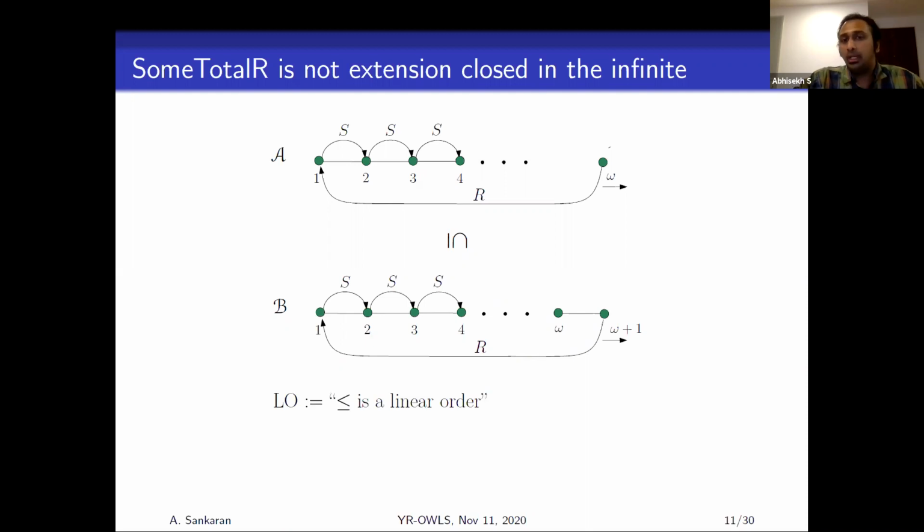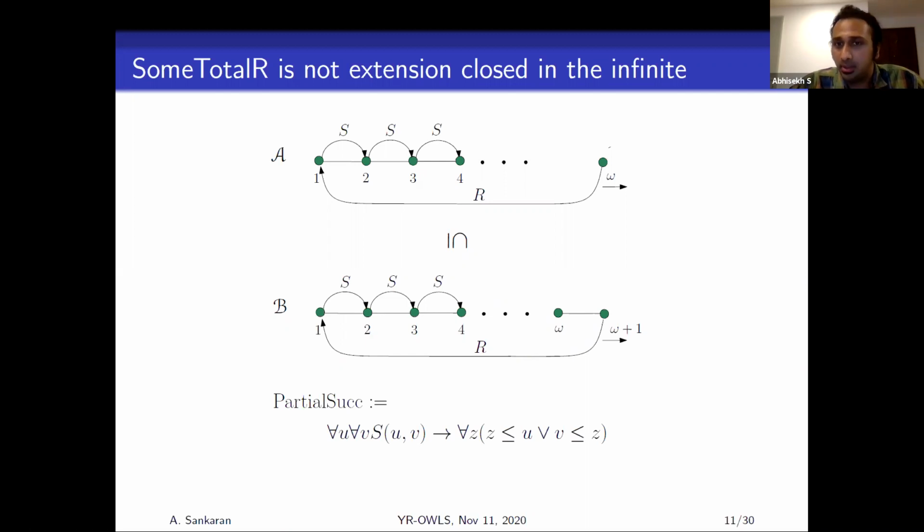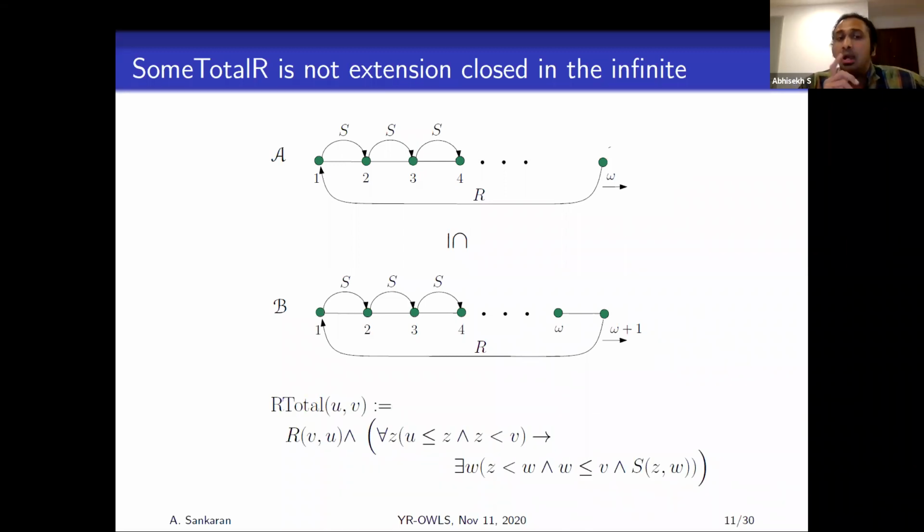Now let's verify all the conditions. Linear order, yes, of course, both of them satisfy that. Partial successor relation, yes, of course, both of them satisfy that again. And here, to the one who asked me the question about the partial successor relation, watch. So you have partial successor, which is indeed true. But now R total is true in A. R total is saying that you must have 2 points U and V such that there is an edge from V to U. And therefore those 2 points must in A be 1 and omega.